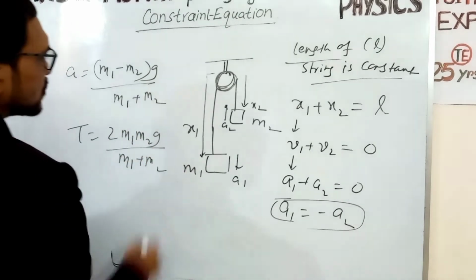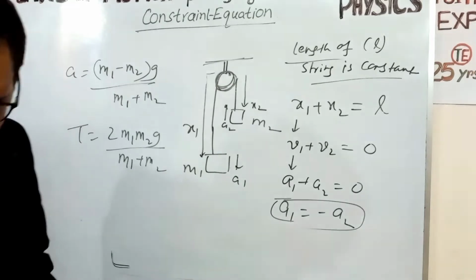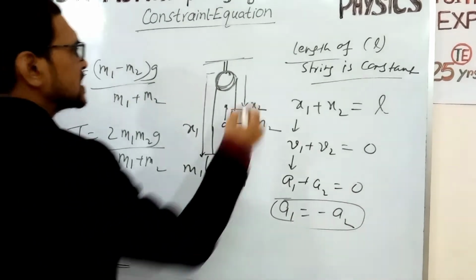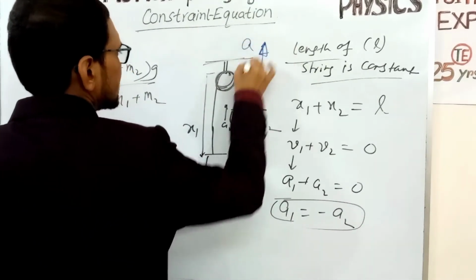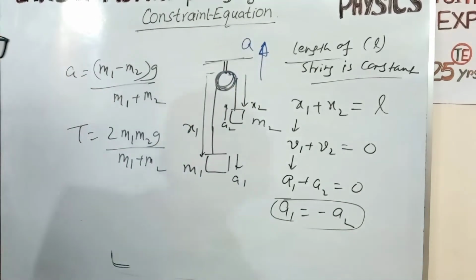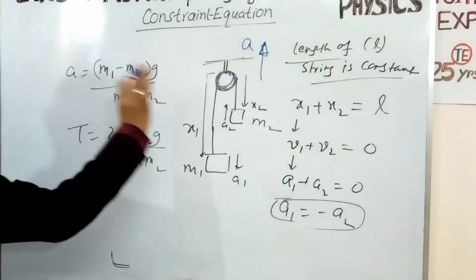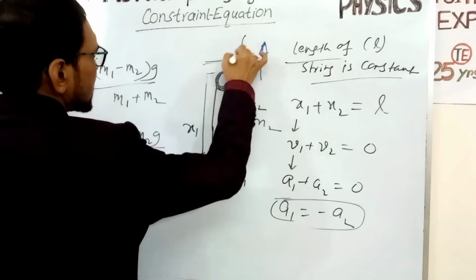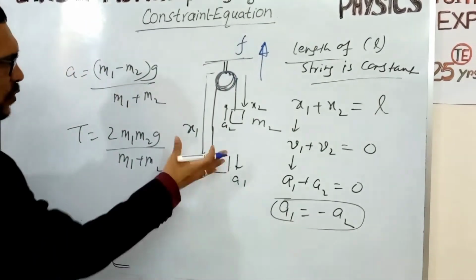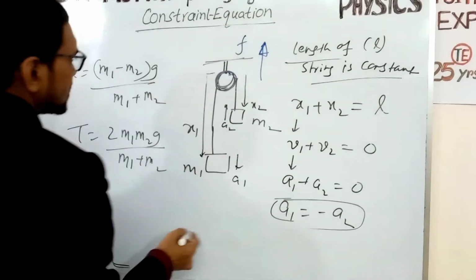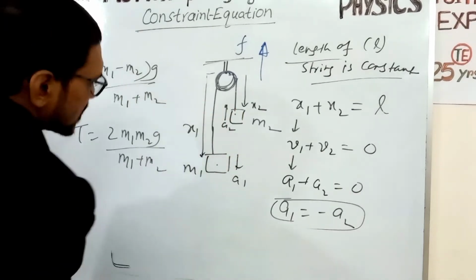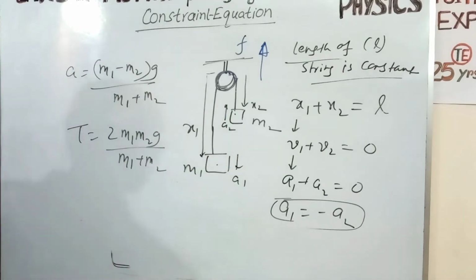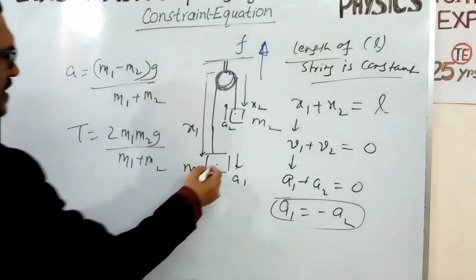Now suppose the whole system moves upward with an acceleration small f. If the whole system moves with acceleration f, then what is the acceleration of the two blocks? This is the question.